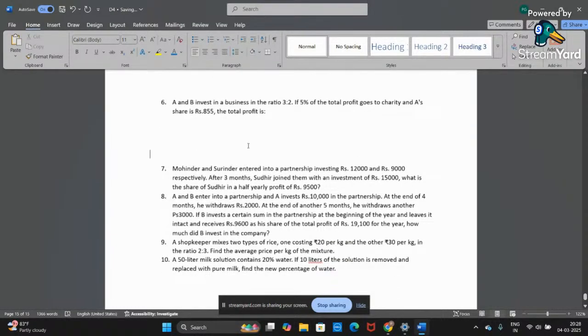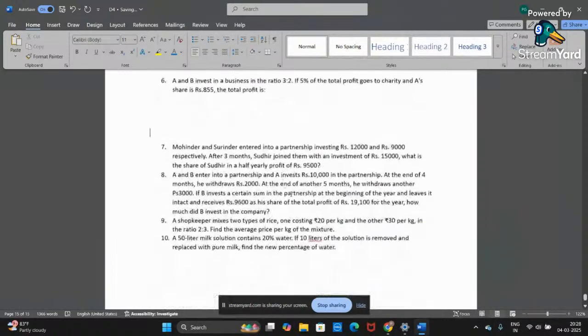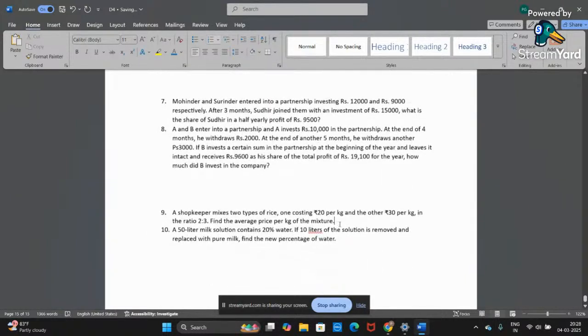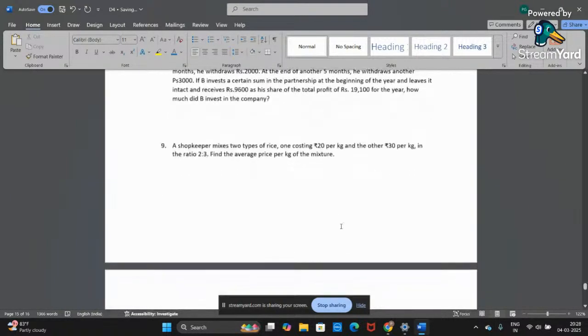Find the answer for the next 3. These all are the same sums as the previous. Now I'll move on to the next one. I'll move on to the 9th one. This is the problem based on mixture.